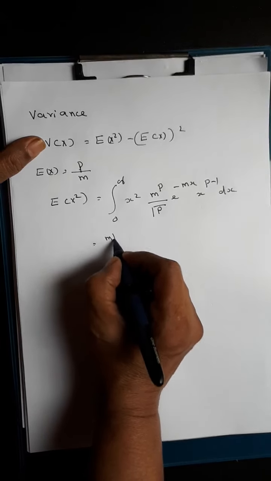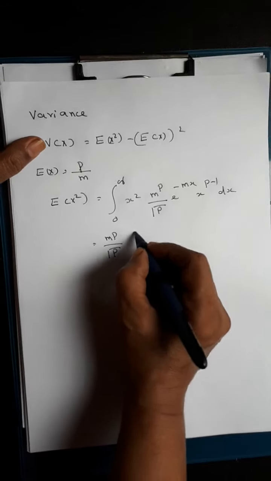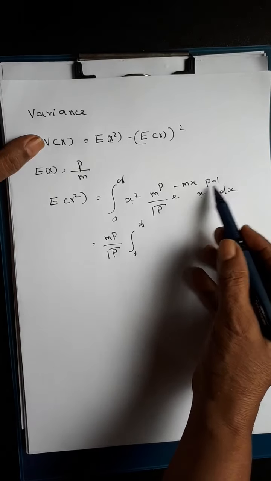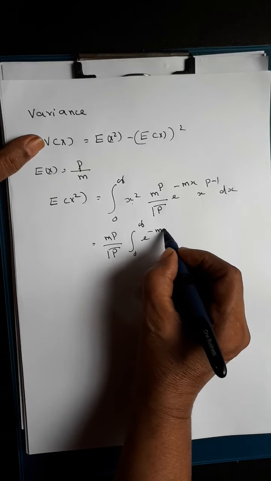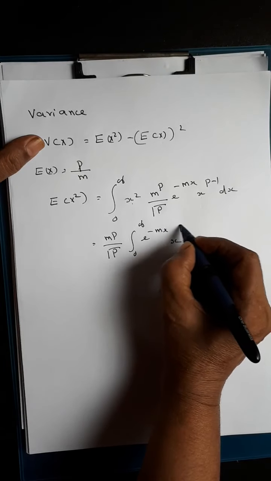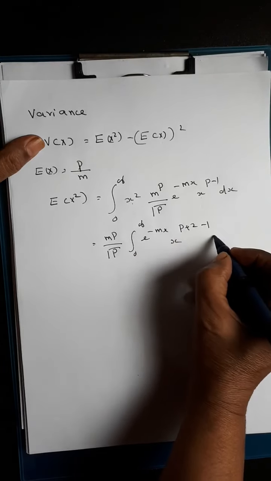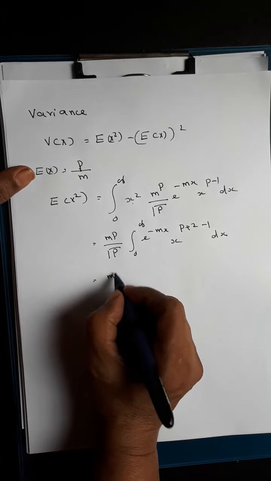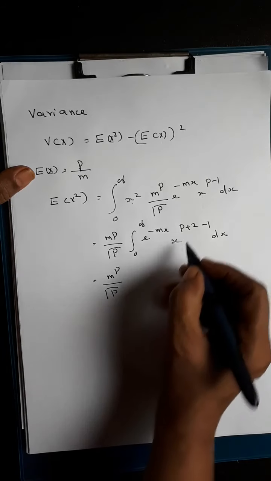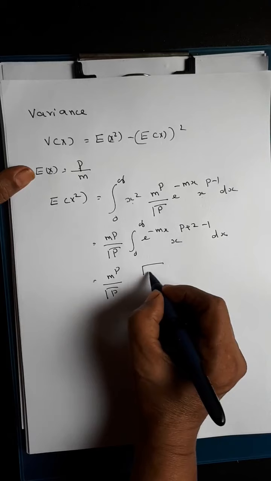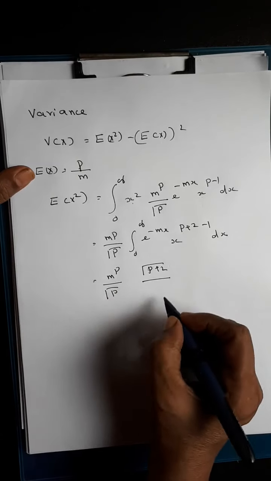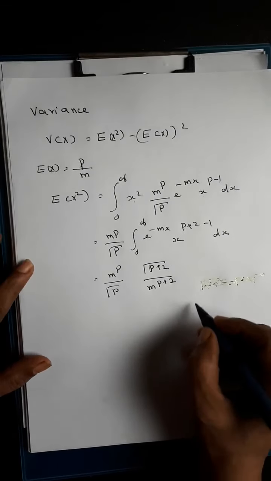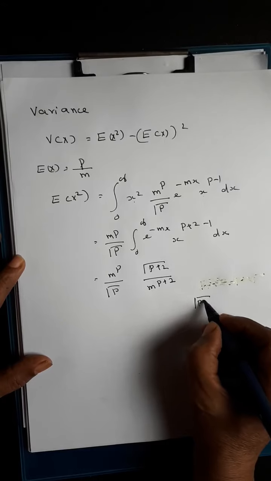That is m raised to p divided by gamma p outside, integral 0 to infinity. Combine x square and x raised to p minus 1: e raised to minus mx, x raised to p plus 2 minus 1 dx. So how can we rewrite this expression? m raised to p divided by gamma p into, this is gamma p plus 2 divided by m raised to p plus 2.